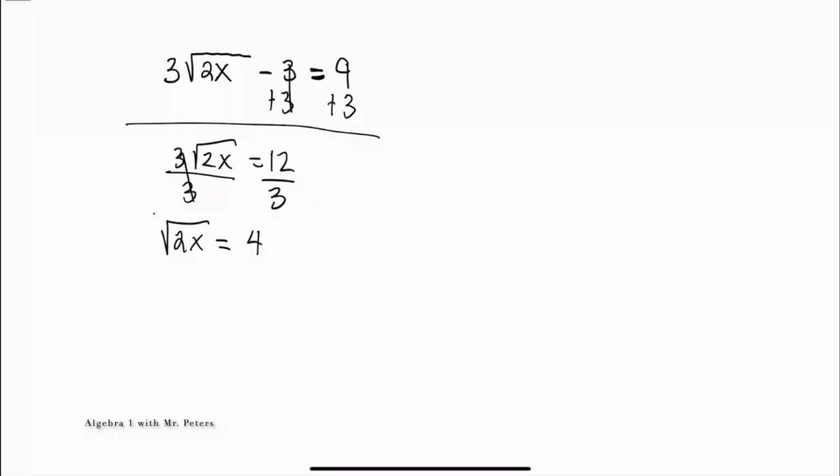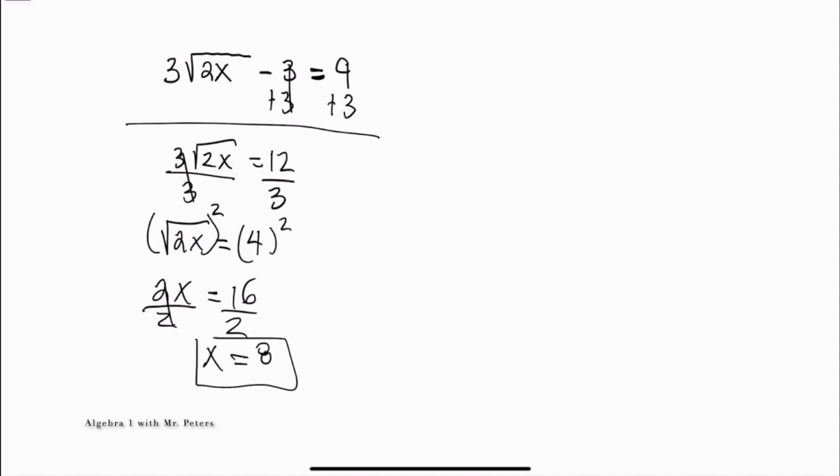And now we repeat that same process by getting rid of the radical by squaring. So we have 2x is equal to 16. And once we solve for x by dividing, we know x is equal to 8. And when we go back and plug this in, we know 2 times 8 is 16. The square root of 16 is 4. When we multiply that by 3, that gives us 12. And after we subtract the 3 from it, we know that 9 is going to equal 9. So this is the correct solution. Always make sure that you double check for extraneous solutions.